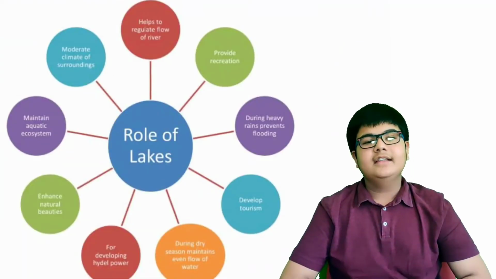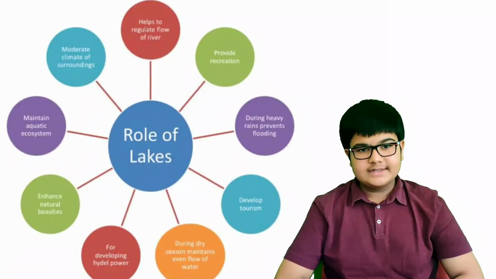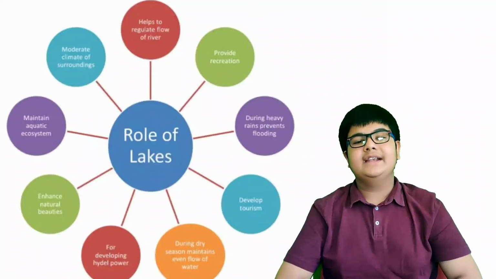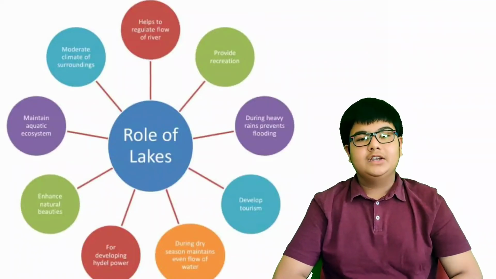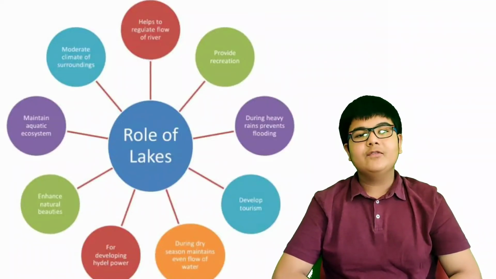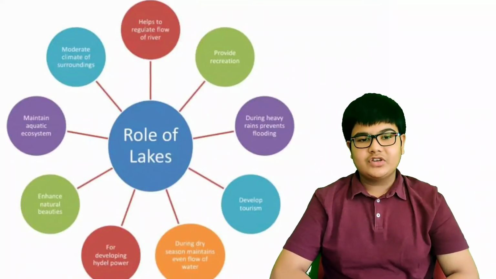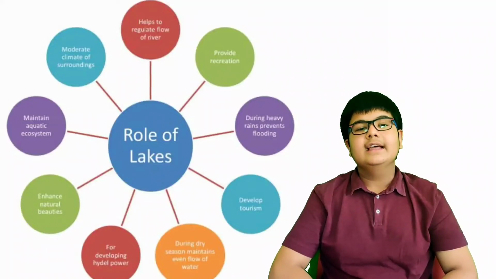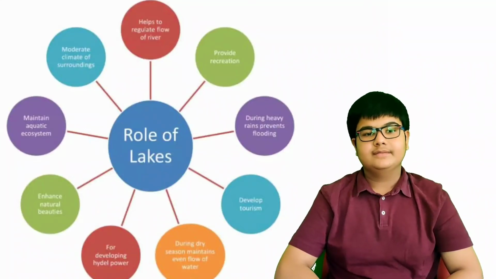Now let us understand the role of lakes. So lakes help to regulate the flow of rivers. They also provide recreation. During the heavy rains, they prevent flooding. They also help to develop tourism and enhance the natural beauty. During the dry season, they maintain an even flow of rivers, and they are also useful for hydropower generation. They also help to maintain the ecosystem. They also help to moderate the climate of the surroundings.